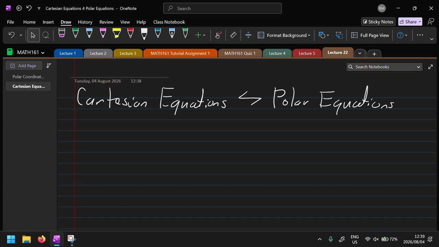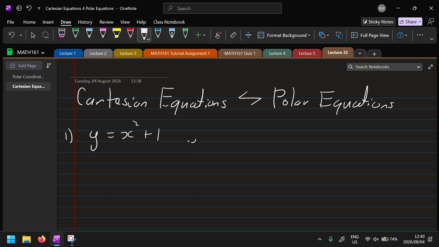So let's have a look at a few examples. Let's say we have y equals x squared plus 1. So we see that this is an equation, a parabola, in the Cartesian coordinate system with x and y. What we want to do is convert this into the polar coordinates system with r and theta. So the x we need to transform across and the y we need to transform across. How do we do that?